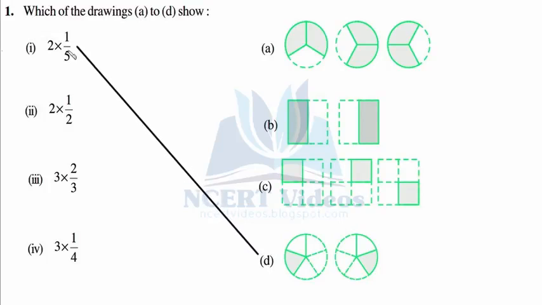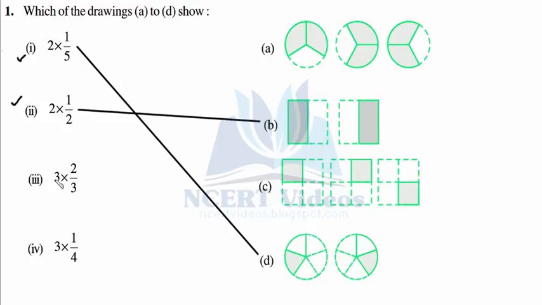So if you want to check, one portion is shaded out of 5. And this is 2 times, therefore 2 into 1 by 5. First part. Second, 2 into 1 over 2. Now B is the only option here. So we can match it, and we can also check only one portion is shaded out of 2. That is what means 1 by 2. And multiply 2 means the same thing is happening 2 times.